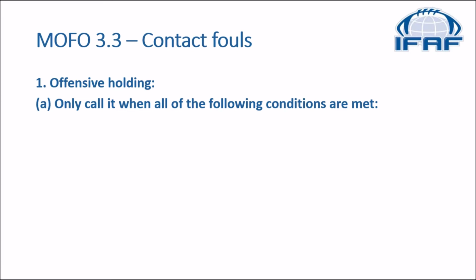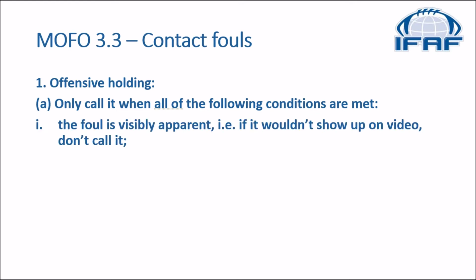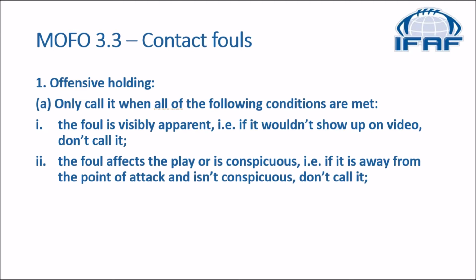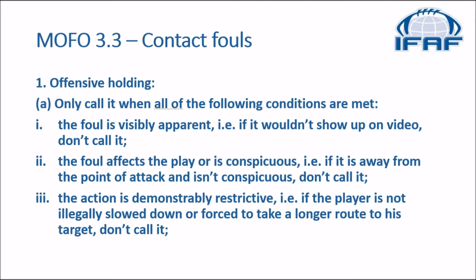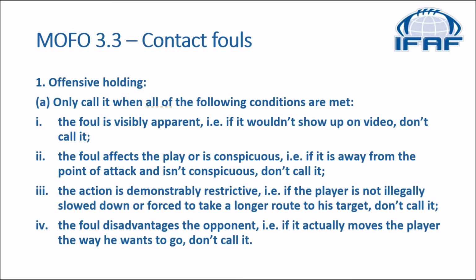1A, only call it when all of the following conditions are met. 1. The foul is visibly apparent. That means if it wouldn't show up on video, don't call it. 2. The foul affects the play or is conspicuous. That means if it is away from the point of attack and isn't conspicuous, don't call it. 3. The action is demonstrably restrictive. That means if the player is not illegally slowed down or forced to take a longer route to his target, don't call it. And 4. The foul disadvantages the opponent. That means if it actually moves the player the way he wants to go, don't call it.